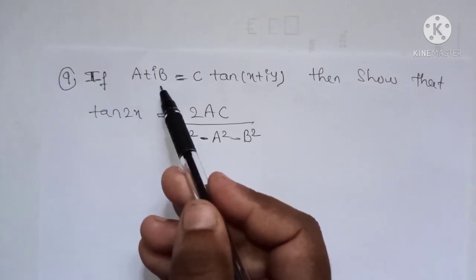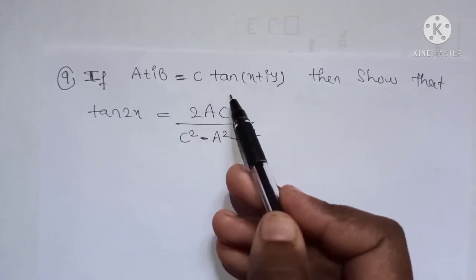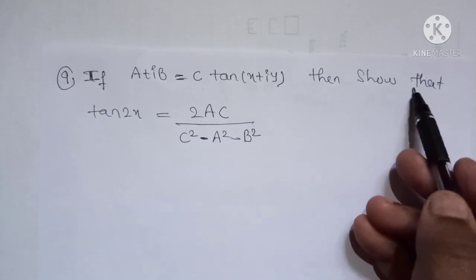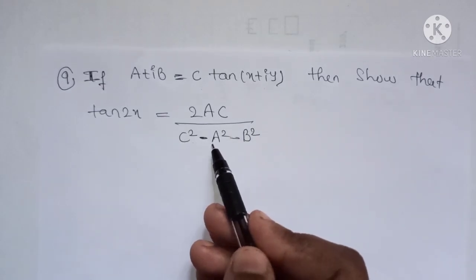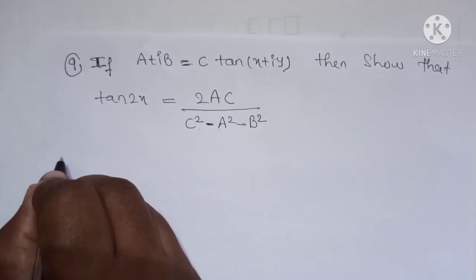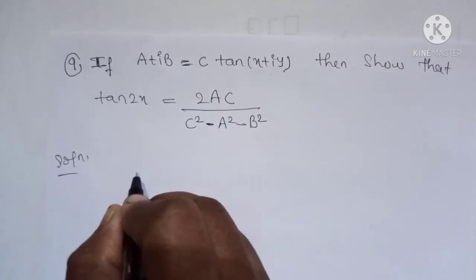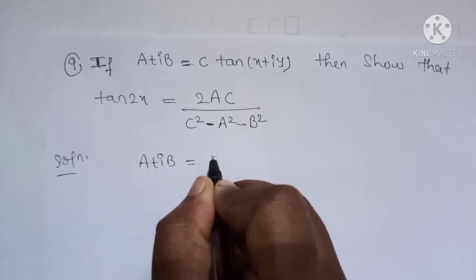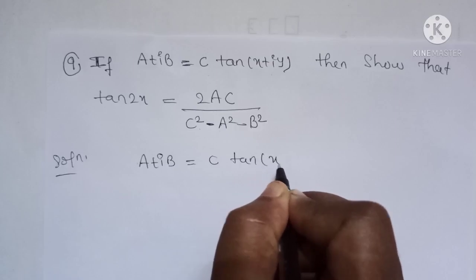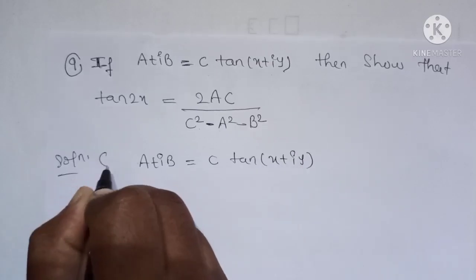If a + ib = c tan(x + iy), then show that tan 2x = 2a / (c² − a² − b²). Solution. Here given that a + ib = c tan(x + iy). So this is the given.